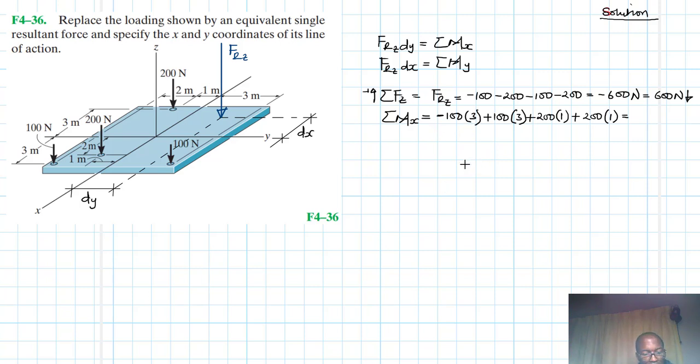Okay, let's grab our calculator. Minus 100 by 3 plus 100 by 3 cancels, plus 200 by 1 plus 200 by 1. Alright, so we have a positive 400 newton meters. Great. Then let's find the other moment about the y-axis.